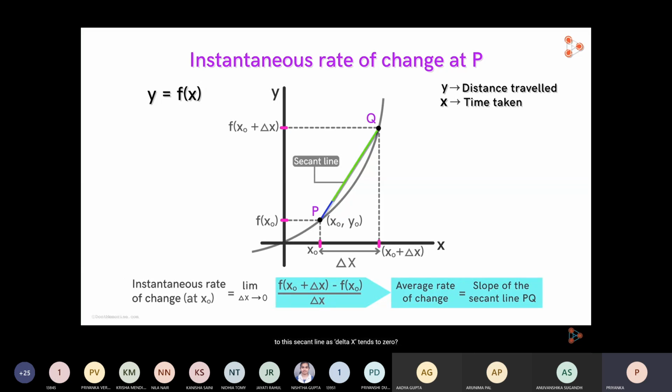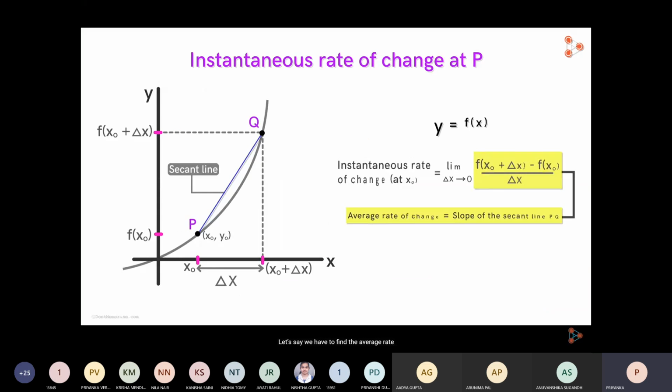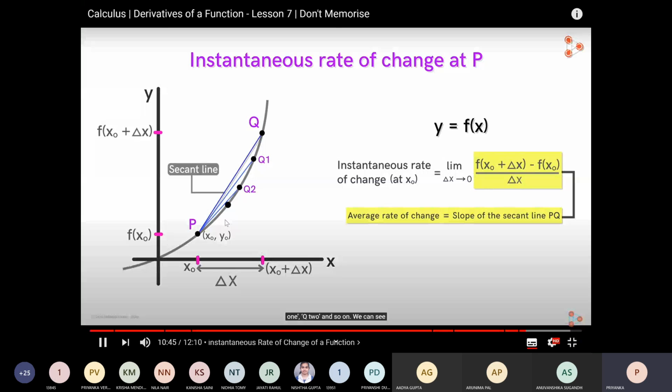Now what happens to this secant line as delta x tends to 0? Let's say we find the average rate of change between points P and Q1, Q2 and so on. We can see that as delta x tends to 0, these points come closer and closer to the point P.